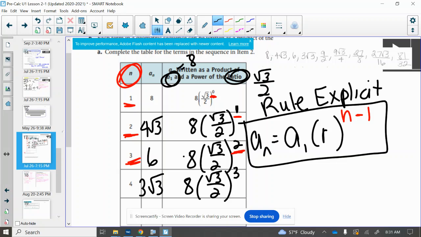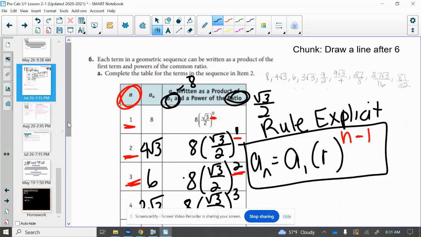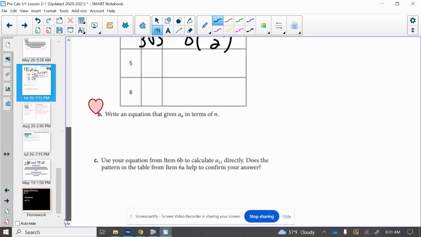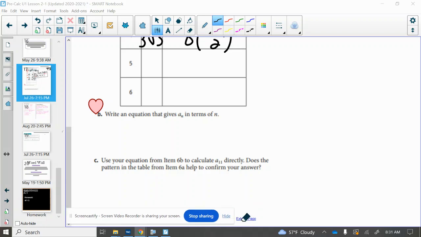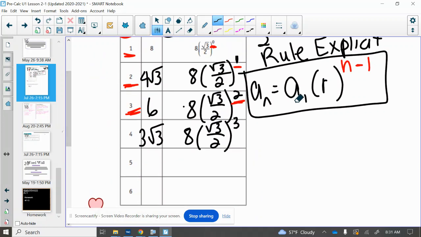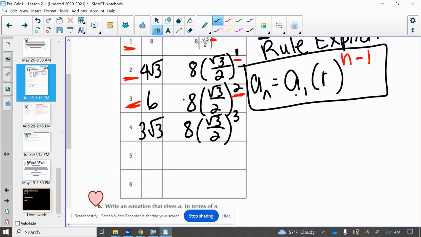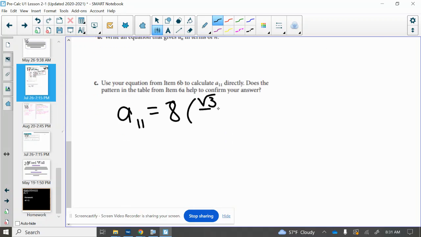So how can we actually use this lovely rule? If you see here, we have this rule now written down. I would highly recommend that. How do we use this rule? Well, we can use this with the example that we had to calculate our further terms. So for part C on page 22, if I want the 11th term, I'm going to plug in my first term, which was 8 for this one, my common ratio, which again for this one is square root of 3 over 2, and I'm going to take this to the n minus 1 power.